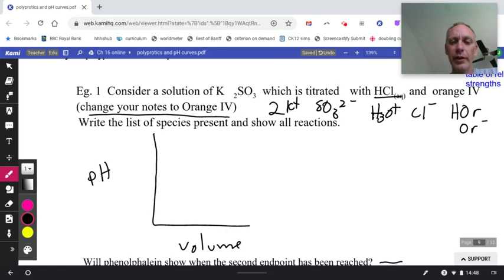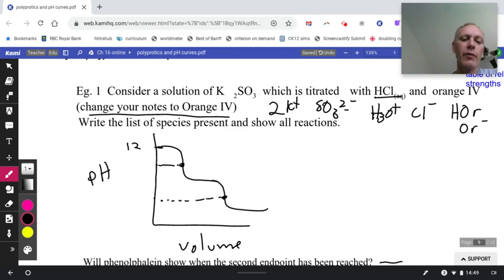Okay, so we're starting with a base. So we're going to be starting up here, and it's a weak base. So let's go with around 12. We're just guessing. It is diprotic, 2 minus. So if you sketch it out, you're going to have 1 equivalence point, 2 equivalence points. And we don't know those exact pHs, and you don't need to. We're just going to say that we know we're going to finish with a pH of less than 7 for sure on our second one. Okay, so sketch it out.